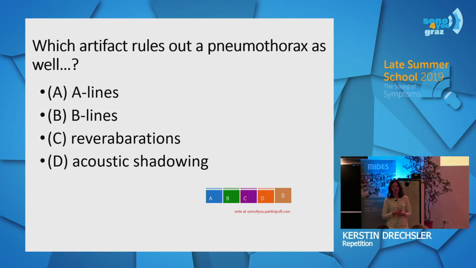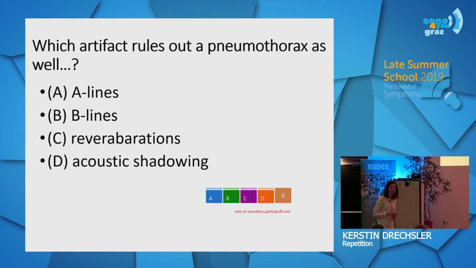There is another artifact that might rule out a pneumothorax. Is it A, the A lines, B, the B lines, C, reverberations, or D, acoustic shadowing? Who is for A? B? C? There is nobody raising his arms, so who's for D? I think 10 people raised their arms. So once again, who's for A? B? C? And D? Okay, most of you voted for B, that's correct.